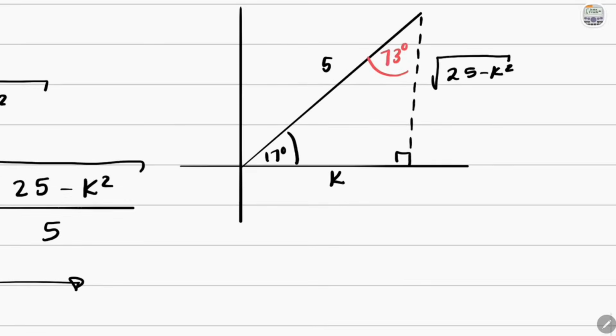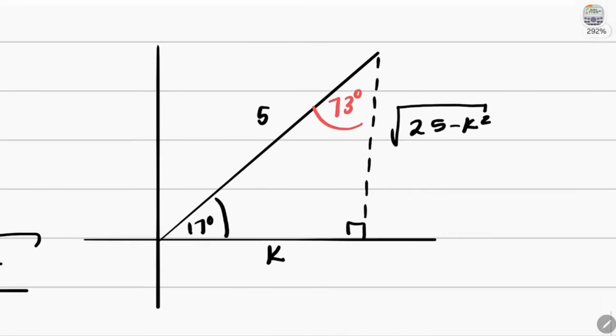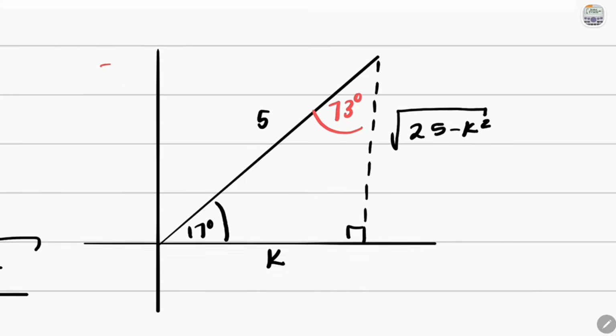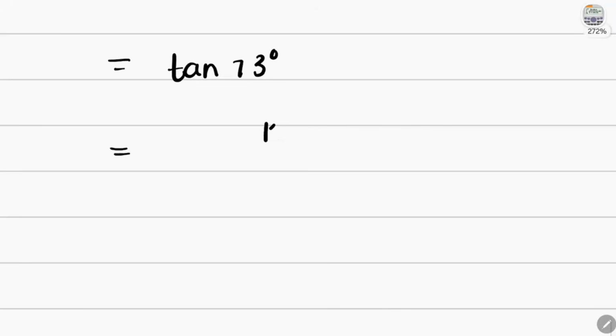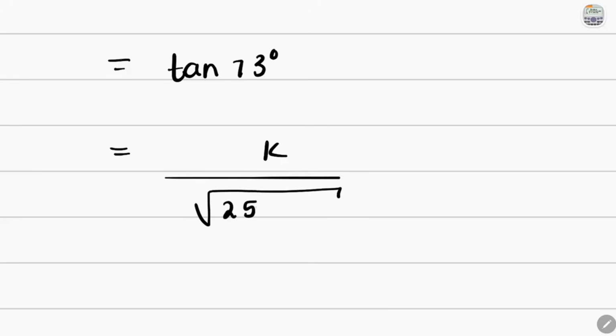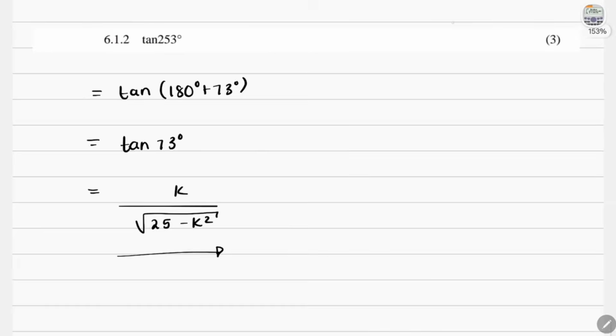And now we're going to use this in reference to 73 degrees. What is tan 73 degrees? Because it's tan in SOHCAHTOA, that's TOA, meaning the opposite over the adjacent. Opposite 73 degrees is k. And the adjacent, the side next to 73, is the square root of 25 minus k squared. So this is finally equal to k over the square root of 25 minus k squared. And that is our answer. Moving on to the next question.